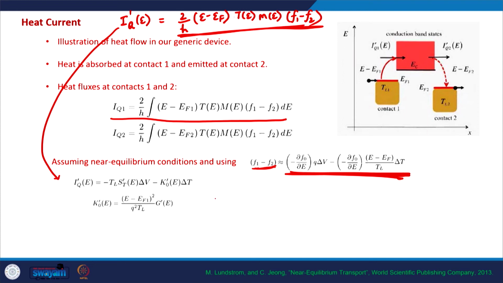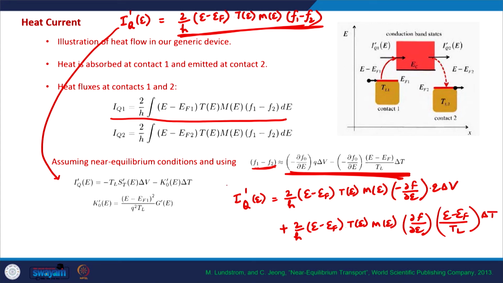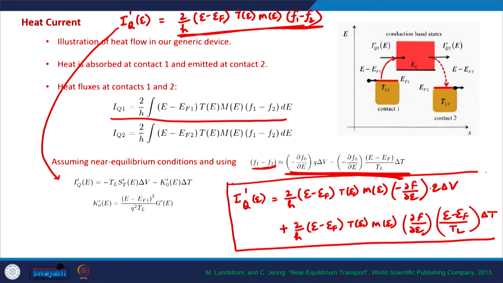So, let us do a quick calculation here. I prime q, E is 2 by h times (E minus E F) T E M E. F1 minus F2 is replaced by minus del F by del E times Q times delta V plus 2 by h (E minus E F) times T E M E del F by del E times (E minus E F) by T L times delta T. So, this becomes the differential heat current in the system.